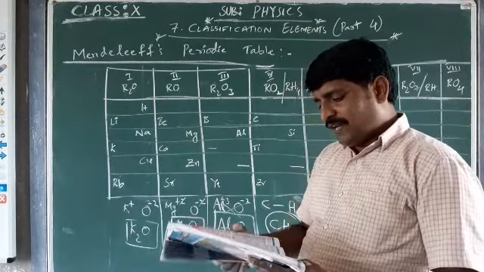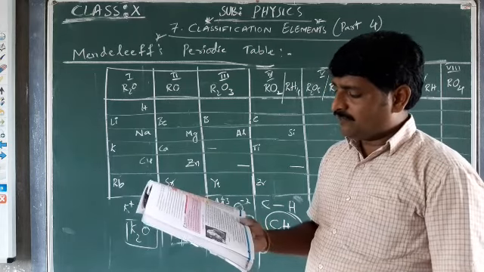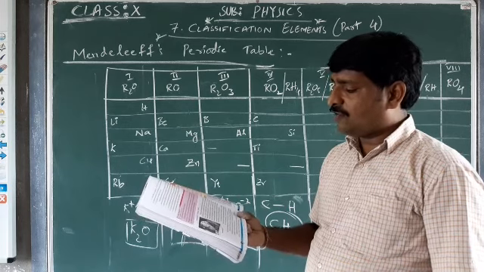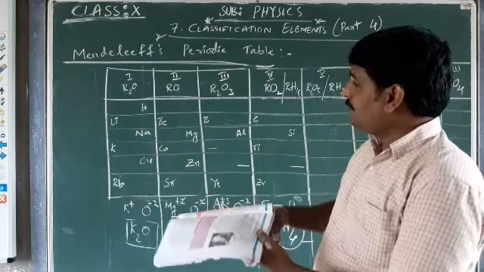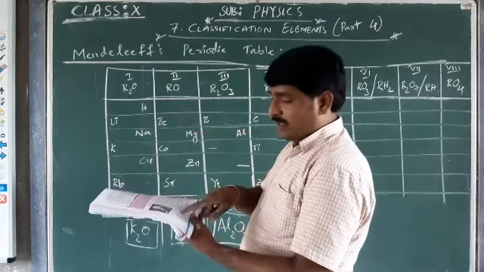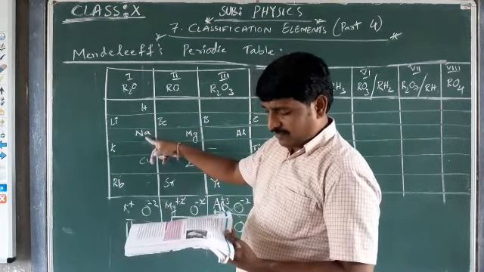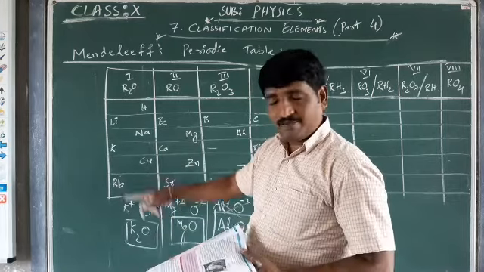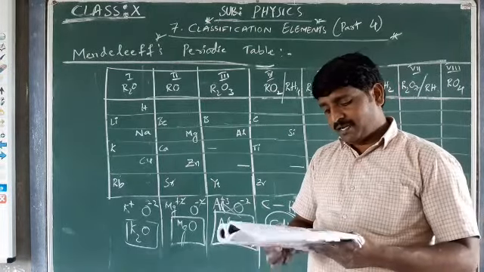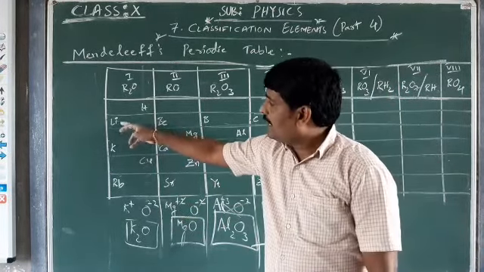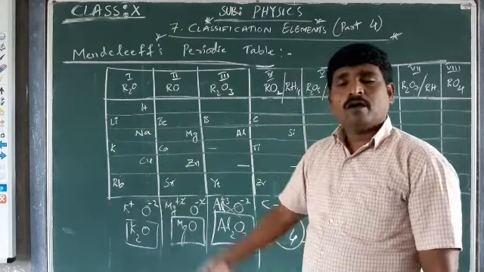See, for example, the elements in the first column react with oxygen to form compounds with the general form R2O. For example, lithium, sodium and potassium, when they react with oxygen, form Li2O, Na2O and K2O respectively. So, respectively Li2O, Na2O, K2O, that is the R2O form.